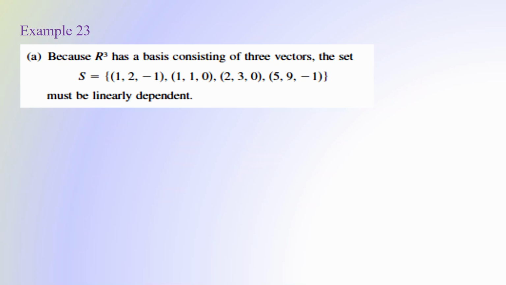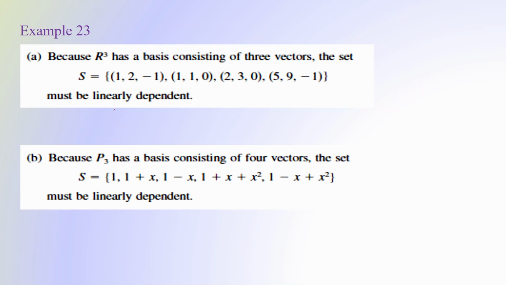Now consider this example. In R3 we have discussed two bases, and all contain three vectors. So a basis for R3 has three vectors. Now if you consider any set of more than three vectors, 1, 2, 3, 4, since it contains more vectors than the basis, it is linearly dependent.